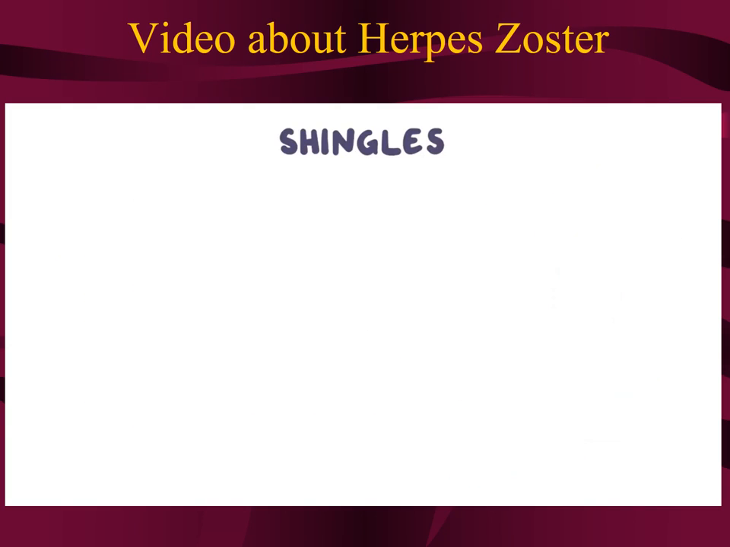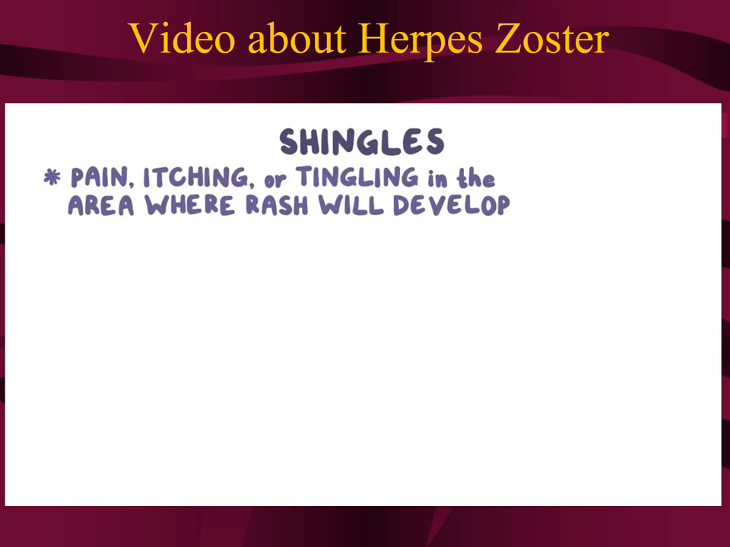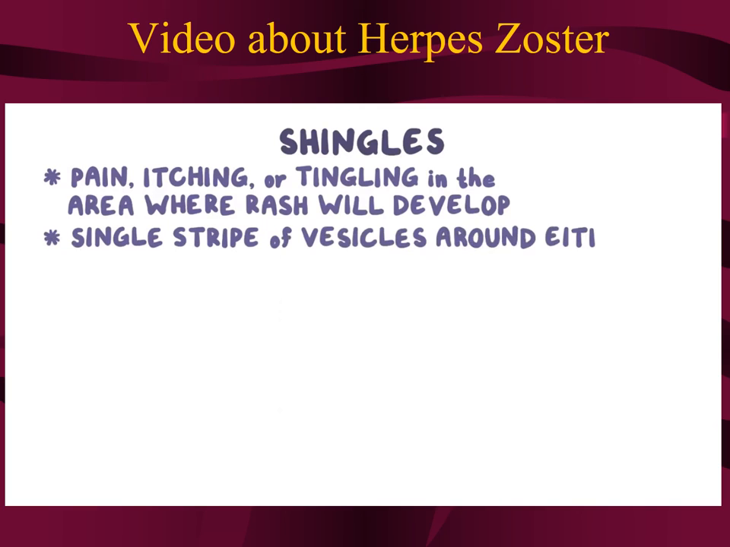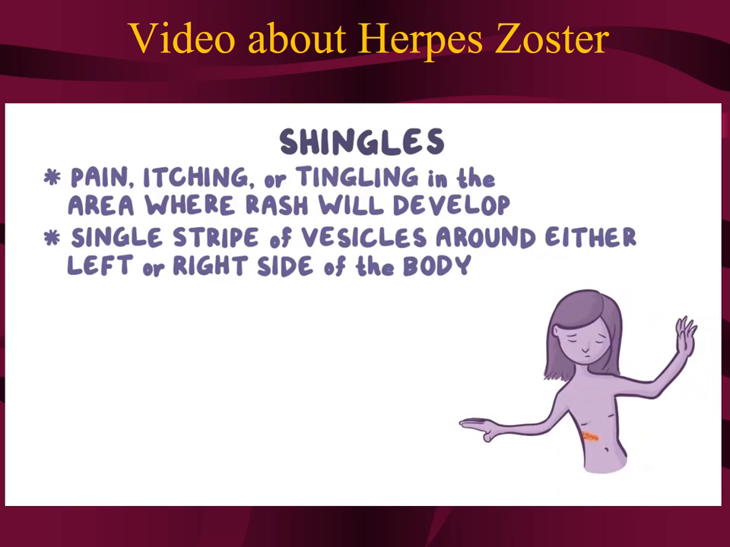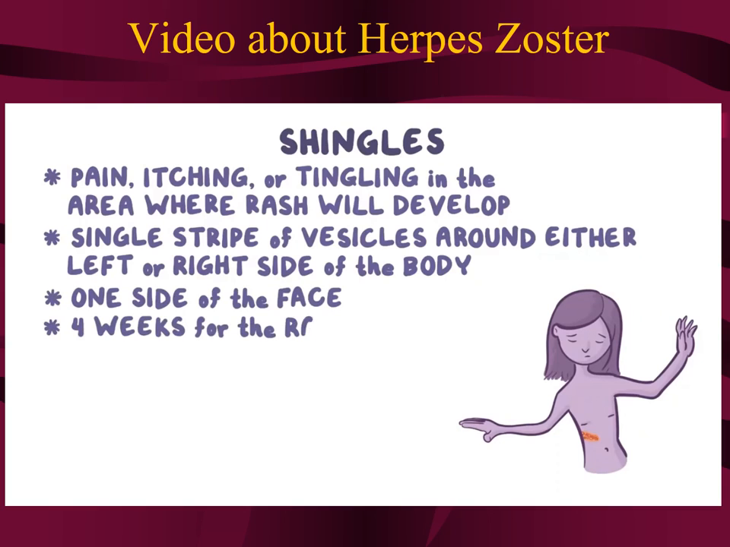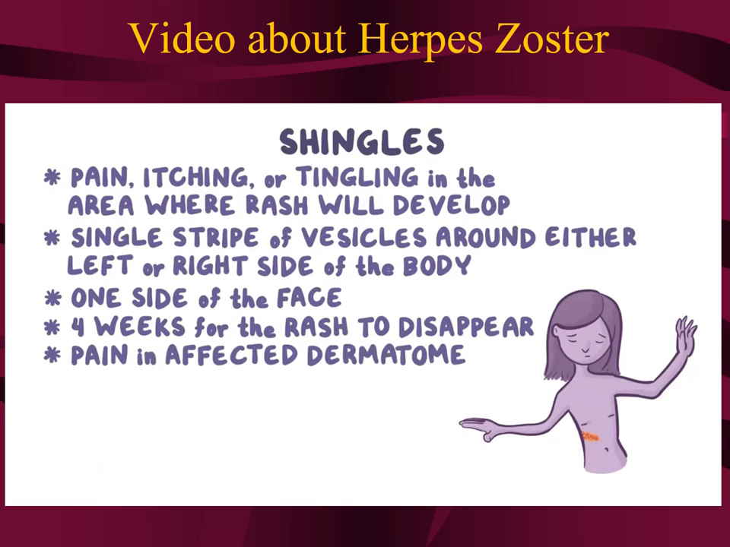In shingles, there's typically pain, itching, or tingling in the area where the rash will develop. The rash itself is usually in a single stripe of vesicles around either the left or the right side of the body, or on one side of the face. It usually takes 4 weeks for the rash to disappear, but there can be pain in the affected dermatome which lasts for more than 90 days, called postherpetic neuralgia.